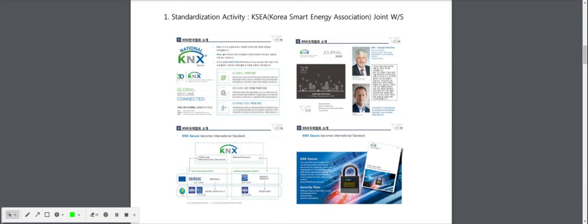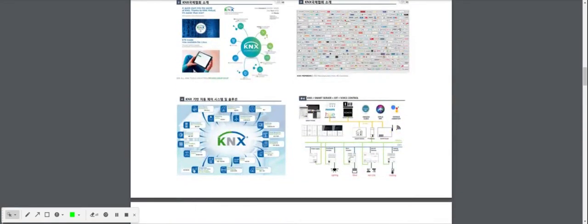KNX Secure is also very important for them because it is needed to secure personal data and data communication, etc. Cybersecurity is a very important thing in general, so that's the reason I explain Data Secure and IP Secure as part of KNX Secure. I also introduce many of our KNX community members and our available systems and solutions for any kind of segment or industry.